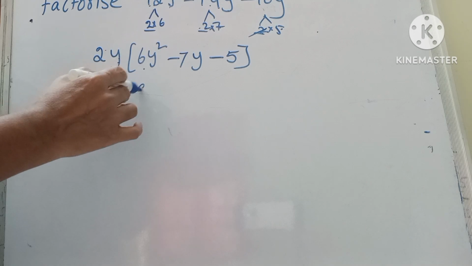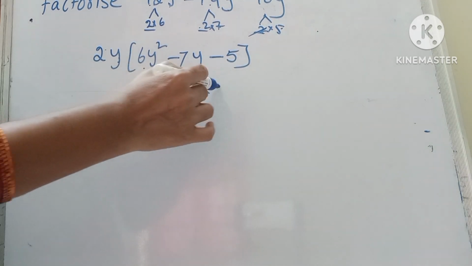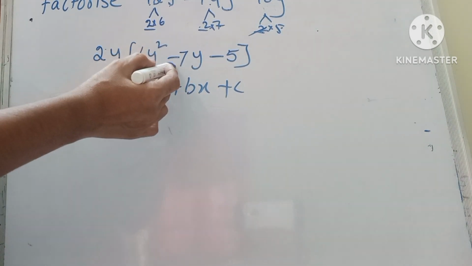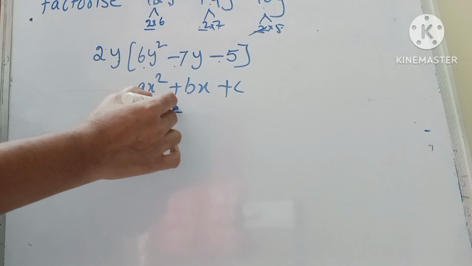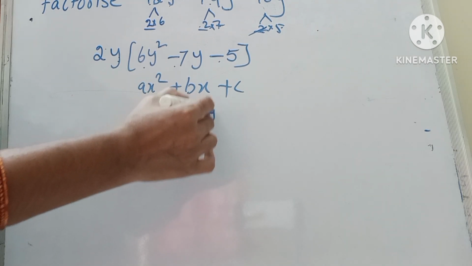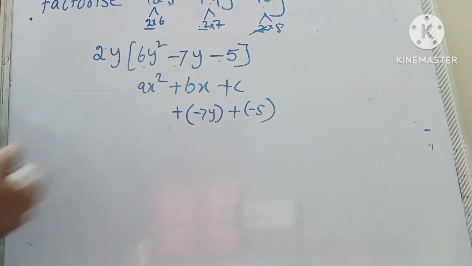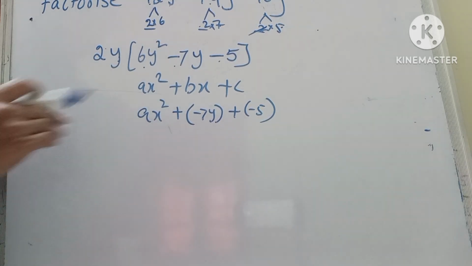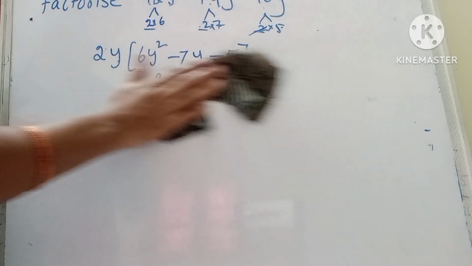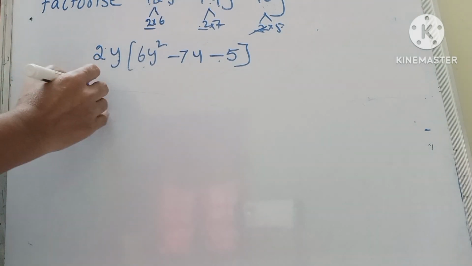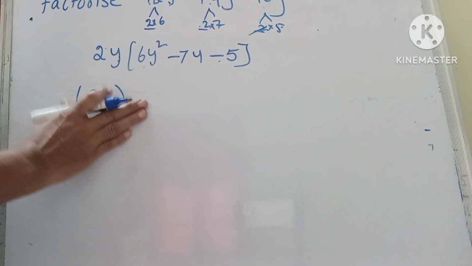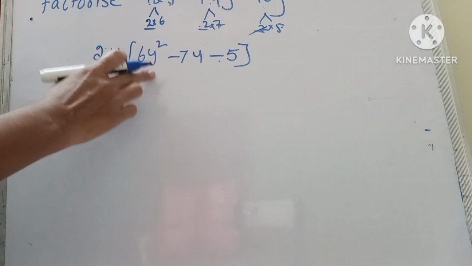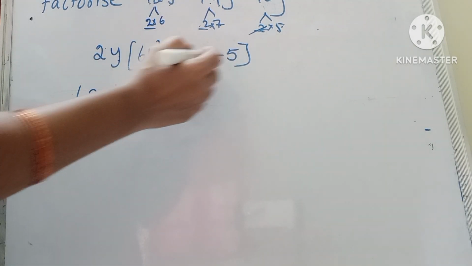Now this is in the form of ax square plus bx plus c. Here there is a minus, how does it become plus? Of course, we can write it as plus of minus 7y plus of minus 5 in this way, ax square. So it is in that formation, isn't it? So 6y square. So 2y is the factor. So keep it aside. So now factorize this 6y square minus 7y minus 5.